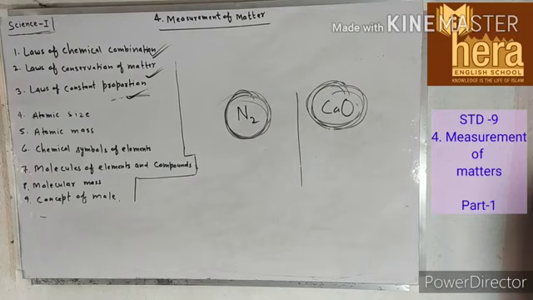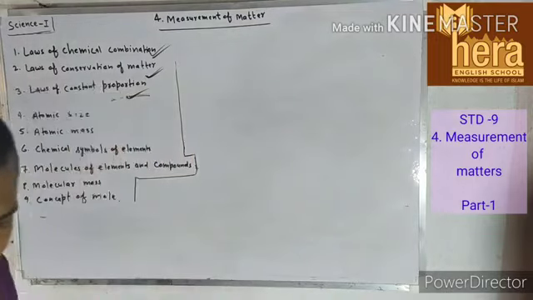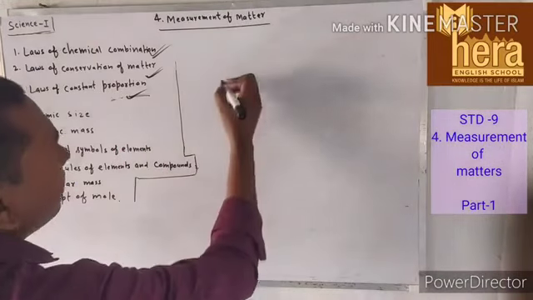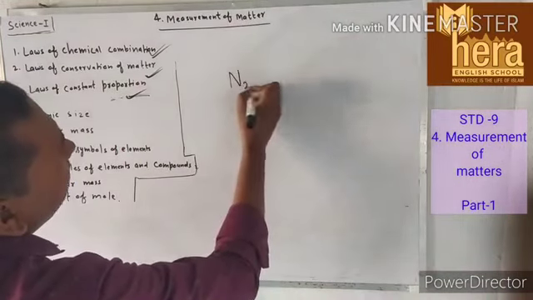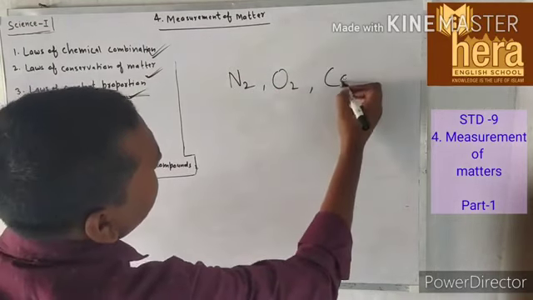Then molecular mass and mole concept. Molecular mass. Okay. If I write, I have written here N2, O2, CaO.